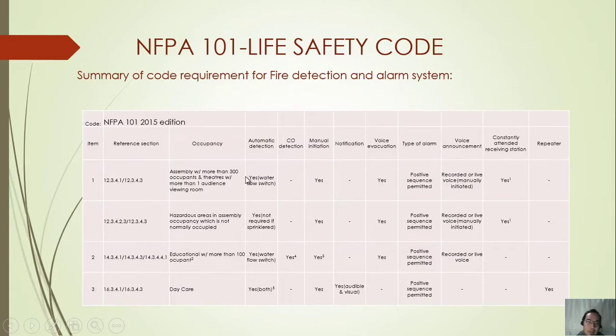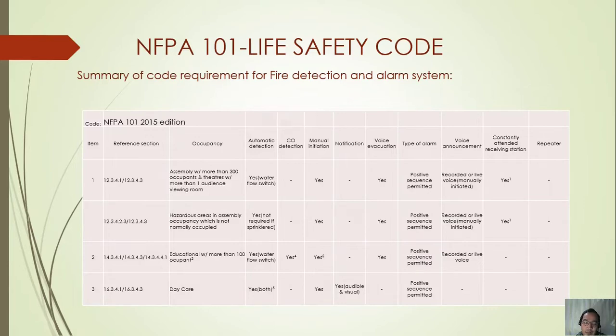So let's start now, guys. In assembly occupancy with more than 300 occupants or at theaters with more than one audience viewing room, what are the requirements for fire detection alarm system? What you will see here, automatic detection, yes, it is required, but only for monitoring of water flow switch. What it means, guys? It means, not in every building, guys, we need both fire detection and sprinkler. Sometimes, like in this occupancy, providing sprinkler in the building is enough.